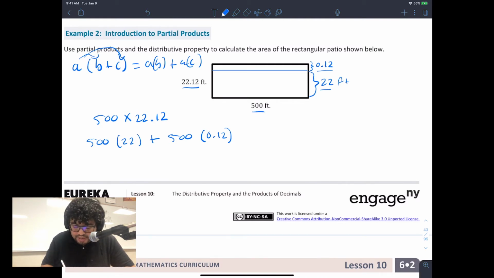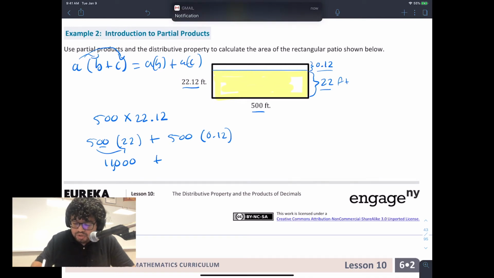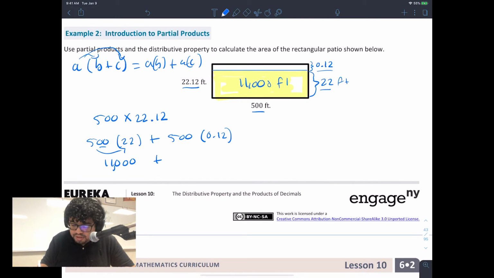So now I multiply 5 times 22. 5 times 22 is going to give me 110. Why? Because 5 times 10 is 50, 5 times 10 is 50, that's 100. 5 times 2 is 10. So 100 plus 10 is 110. Now, these two zeros, I just have to add them. And so I have 11,000 there. That tells you that the area in the space here at the bottom is going to be 11,000 feet squared. That's what it is there, right?